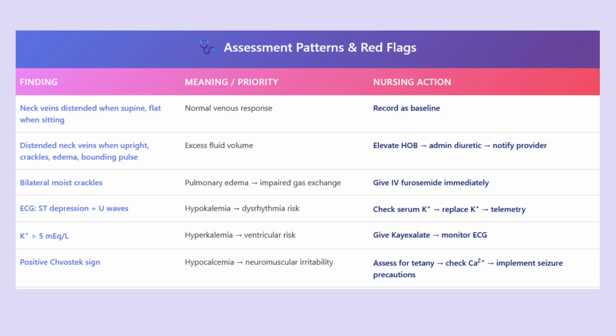Now for calcium. A positive Chvostek sign, when the facial muscles twitch after tapping just below the ear, means hypocalcemia. This signals increased neuromuscular irritability. Patients may experience tingling, spasms, or tetany. Check calcium levels, institute seizure precautions, and report any abnormal findings promptly.